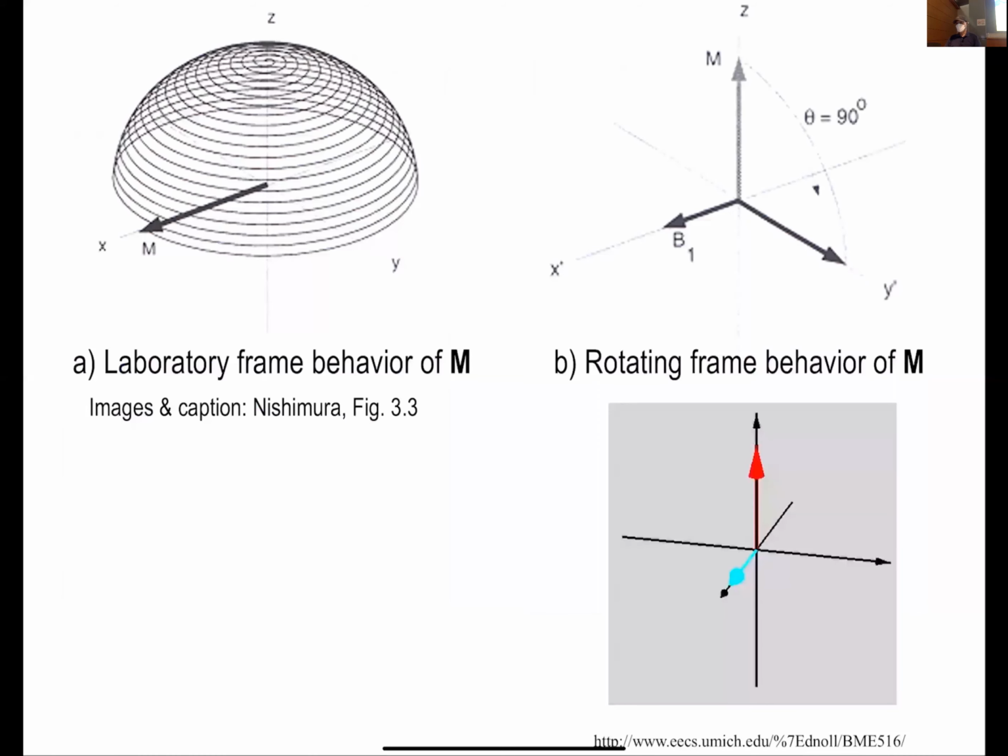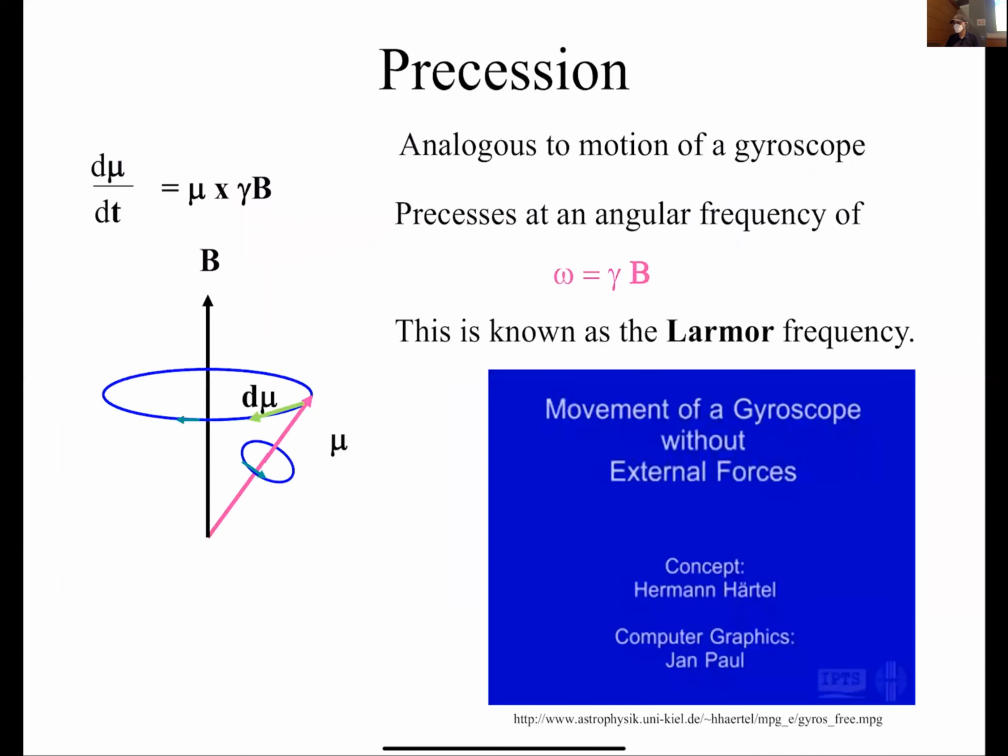Just to remind you about the laboratory and rotating frames. It's much easier to think about things if we're rotating along with the RF pulse. In that frame, the magnetization doesn't spiral down, it just comes down like this. So it's easier to think about, and we will want to look at things in the rotating frame. Then just to remind you, the key is things will always precess around whatever field they have. If the field is here, it's going to precess here. If the field is here, it's going to precess around this. Whatever the net field is, that's what they're going to precess around.